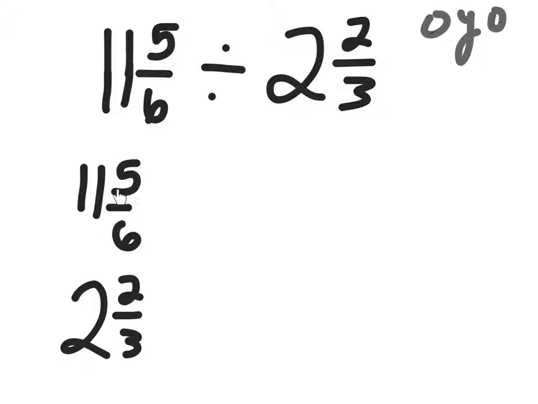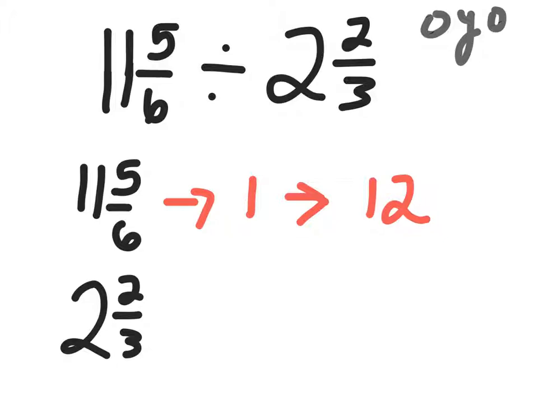So is 5 closer to 3, or is it closer to 0, or is it closer to 6? Hopefully you said that it's closer to 6. And so that means that the 5/6 we're going to round up to 1. And what we do with that 1 is we're going to add that to 11 and we're going to get 12.